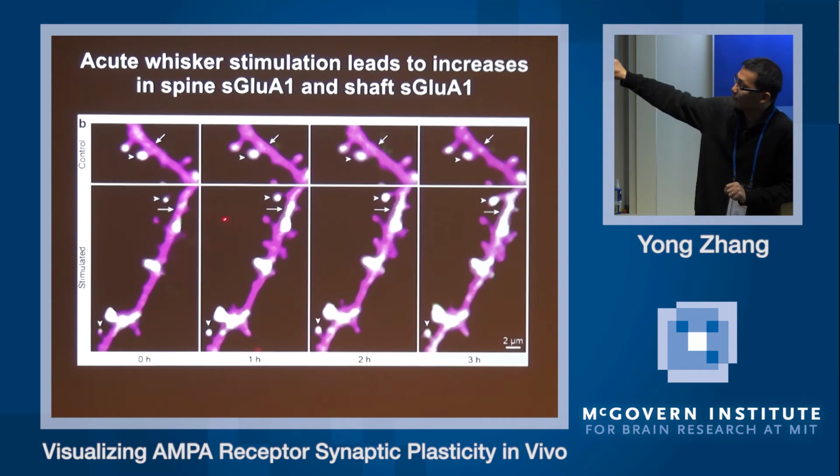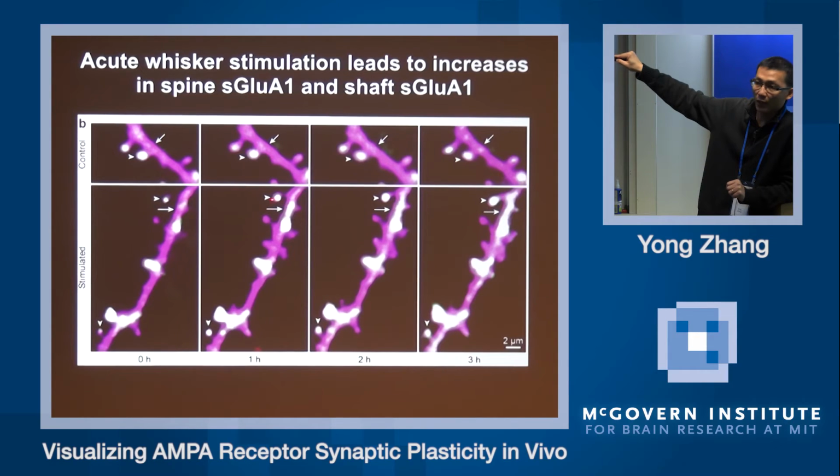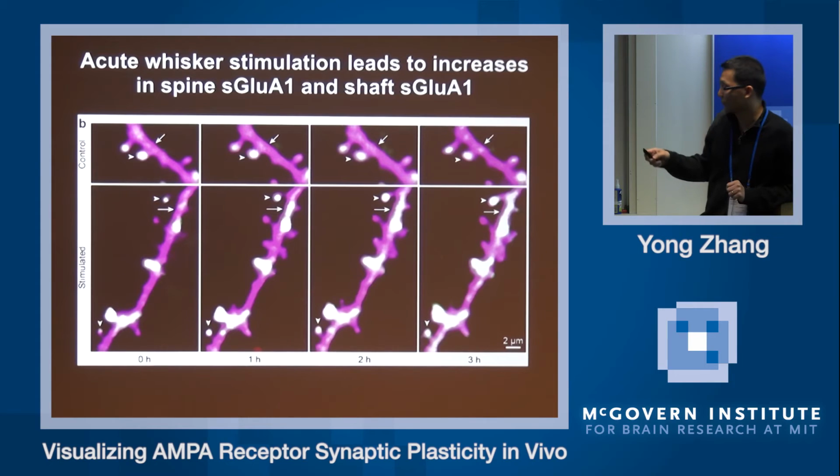So as shown here, if we look at this spine, for instance, we detect some AMPA receptors on the surface of the spine. After whisker stimulation, we detect a dramatic increase in the amount, based on the intensity of the surface spine AMPA receptors. This increase has been stable for at least 3 hours. While in the control group with no whisker stimulation, as we can see for this spine, the amount of surface AMPA receptors doesn't change too much.